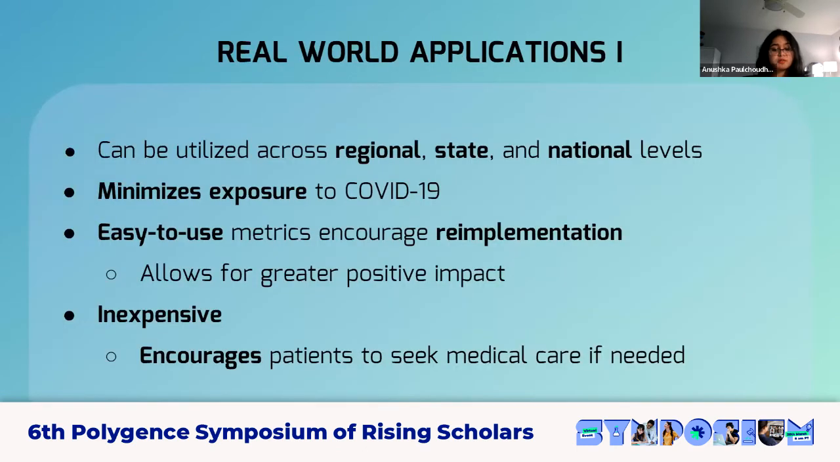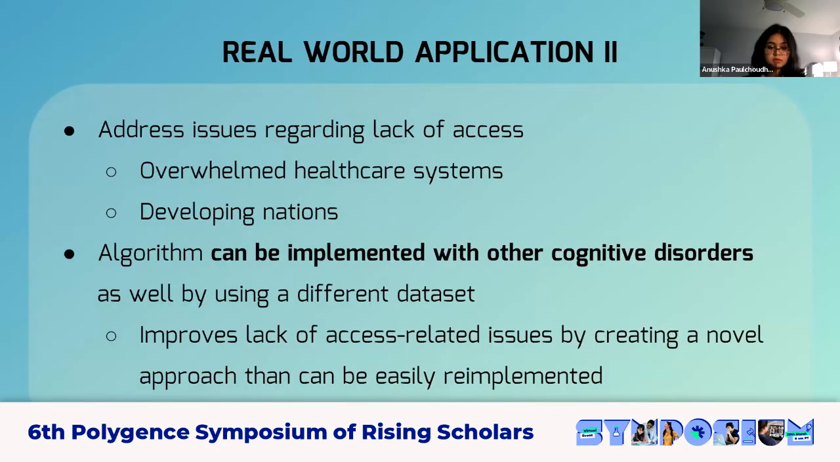As for real-world applications, it can be used across regional, state, and national levels, and it also minimizes exposure to COVID-19. It's an easy-to-use metric that encourages free implementation, and it allows for greater positive impact on society. Also, it's inexpensive, so it encourages patients to seek medical care if needed, and gives them that first push to actually seek a diagnosis. It also addresses issues regarding lack of access, specifically overwhelmed healthcare systems in developing nations. The algorithm can also be implemented with other cognitive disorders by using a different data set, and it can improve lack of access related issues by creating a novel approach that can be easily implemented.